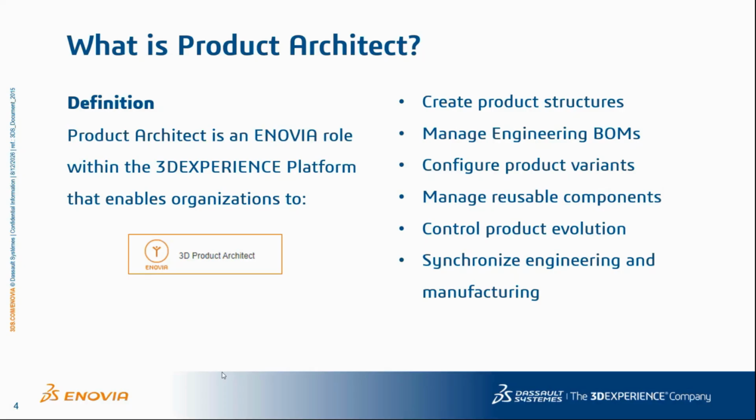You have control over your product evolution completely, right from the concept design till the prototype, pilot lot, till mass production happens. Then you can synchronize between engineering and manufacturing teams completely. So to keep it crisp, think of product architect as a master definition of a product. It is not merely a CAD assembly. It defines the complete engineering product, independent of your CAD software.